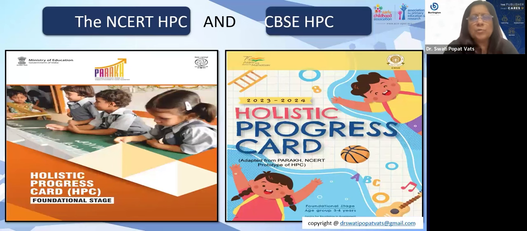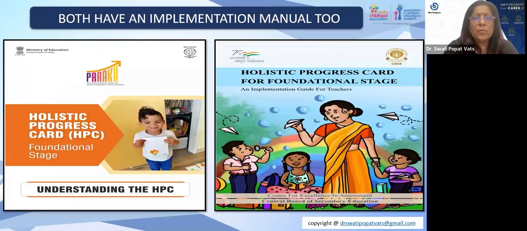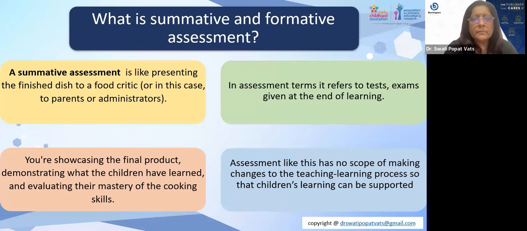These are the two documents which have come out for the holistic progress card. One has come out by the NCERT under PARAKH. Under PARAKH, they've come out with the holistic progress card for the foundational stage. CBSE has come out with its own document on a holistic progress card. They've adapted it from PARAKH and created it as a reference point for their schools. Let's see the next slide. With the document, there is also an implementation manual, something that teachers can use to understand the holistic progress card. Both NCERT and CBSE have come out with it for teachers. Let's see the next slide.